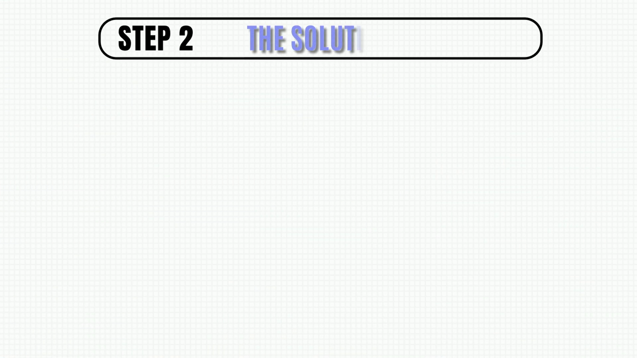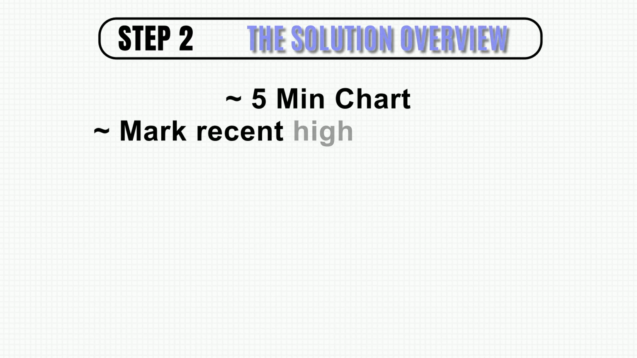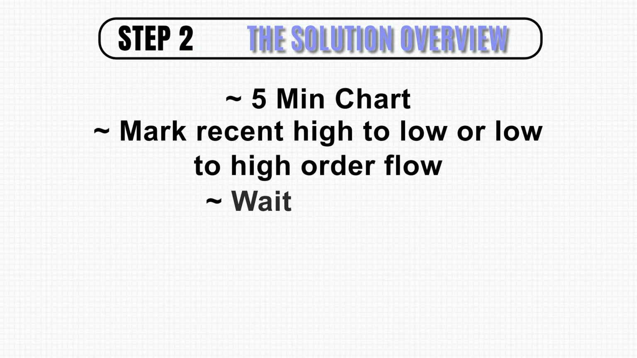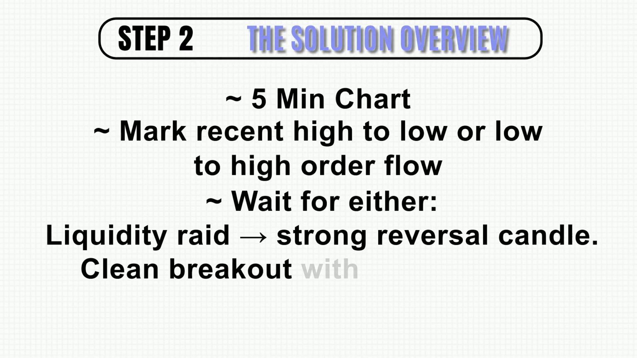Step 2. The solution overview. 1. Go to the 5-minute chart. 2. Mark the most recent high to low order flow, or low to high order flow range. 3. Wait for either a liquidity raid with a strong reversal candle, or a clean breakout with displacement.